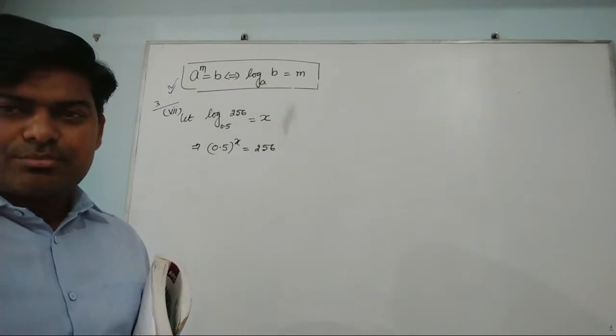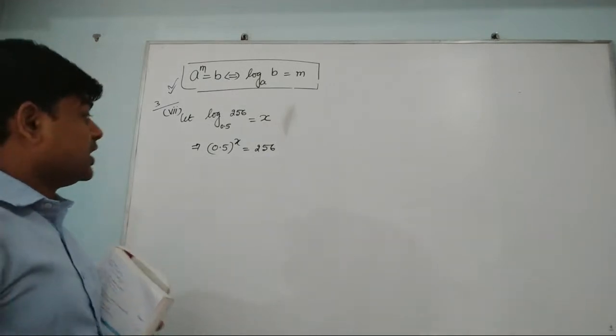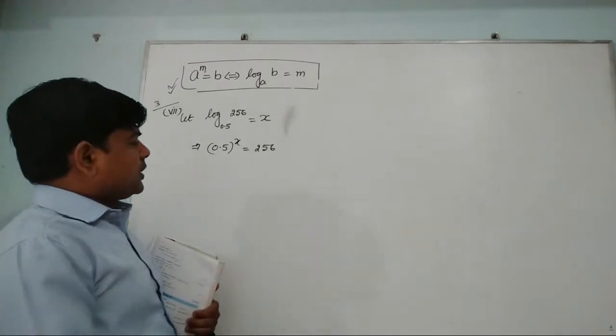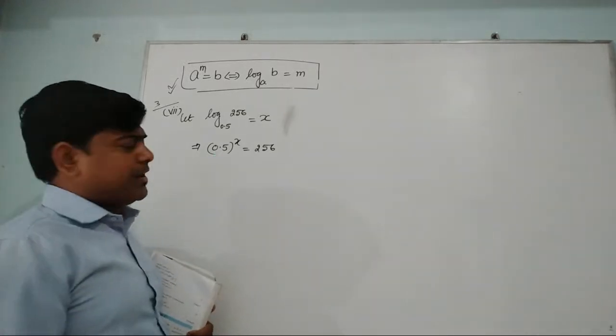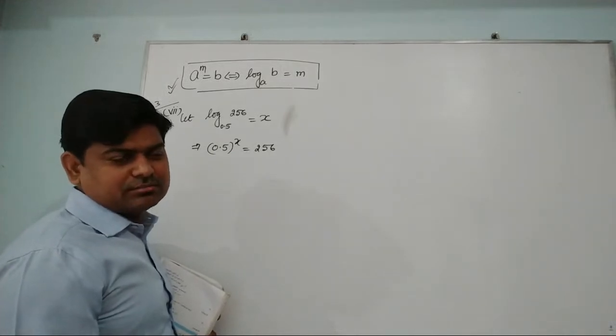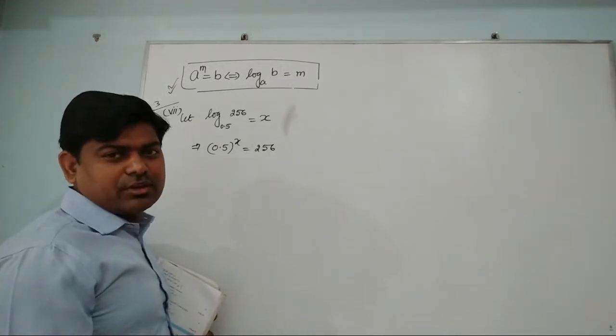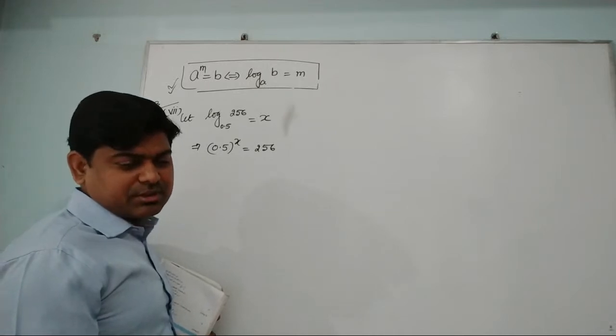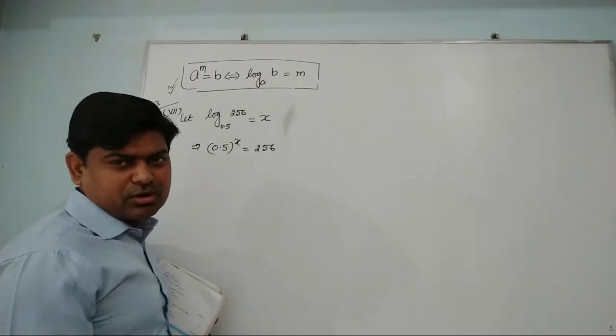Okay, there is no problem. Now, at one place I have 0.5, and at one place 256 is there. We will try to convert them into simplified form, and when both sides have the same base, then we can compare and find the value of x.